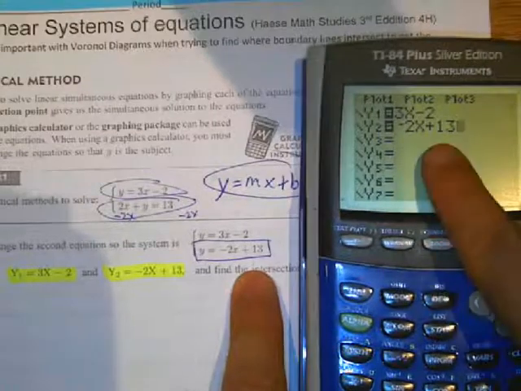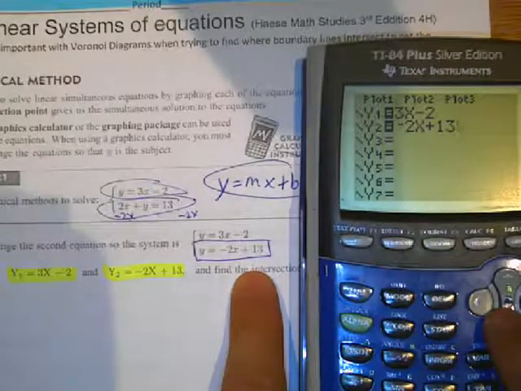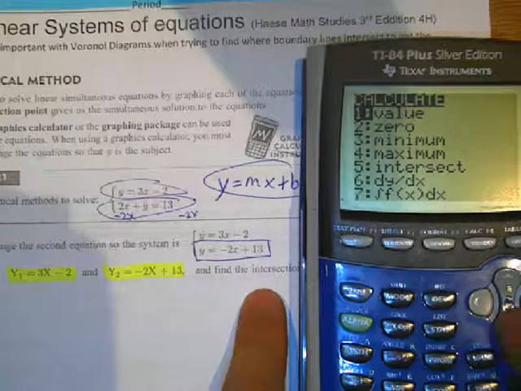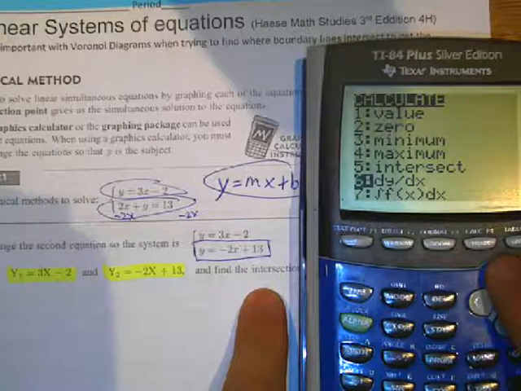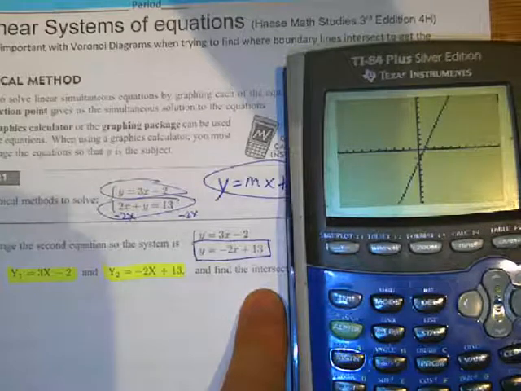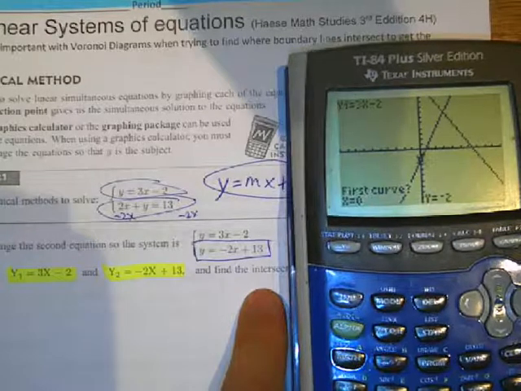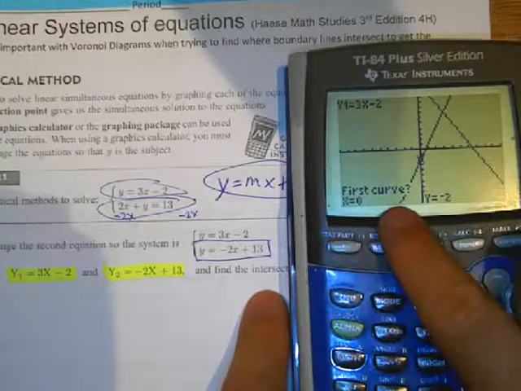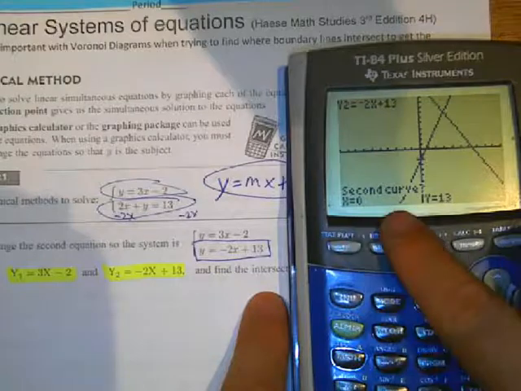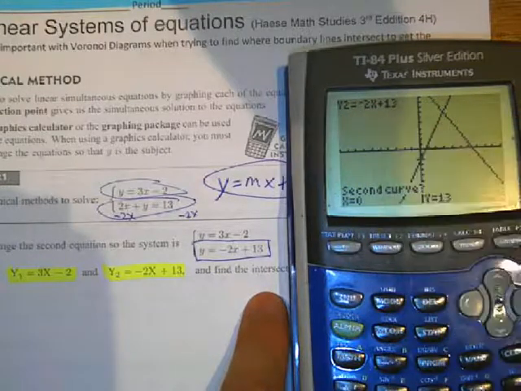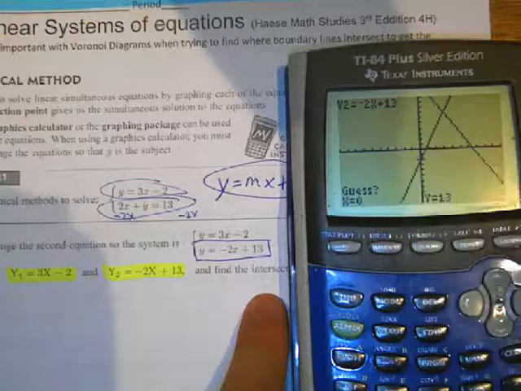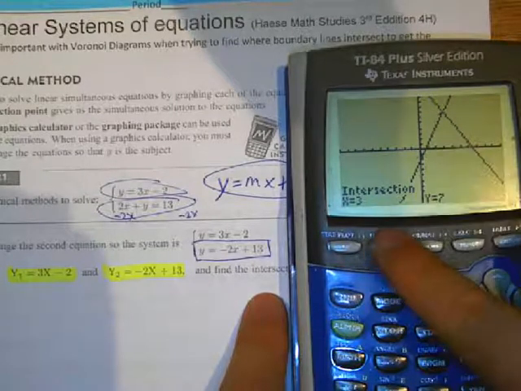Okay, so I got both of my equations in there, and the next thing we're going to do is hit second trace, arrow down to 5 for intersect, and then you're going to see the two lines, and then it's going to say first curve, and then it's got one of the equations. I hit enter. Now it says second curve, and it's got the other equation. I hit enter, and then it says guess. You don't worry about it, you just hit enter, and then it tells me the intersection is 3, 7.